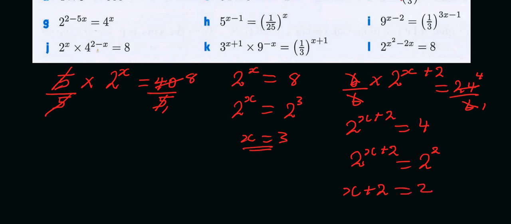At this point, we can subtract 2 from both sides to isolate x. Subtract 2 from both sides. So plus 2 minus 2 will cancel out, and 2 minus 2 is 0. So our final answer will be x is equal to 0. This is now the final answer to this question. I hope it makes some sense.